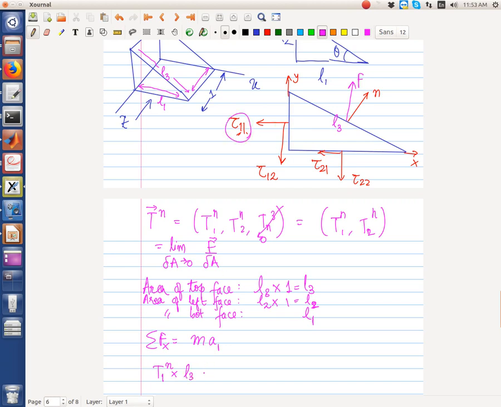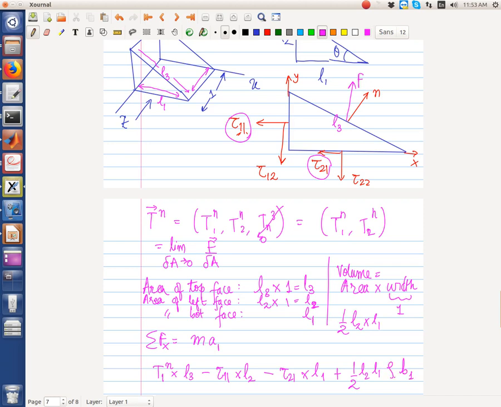minus this contribution minus tau 11 multiplied by L2 and minus this component minus tau 21 multiplied by L1 plus a body force. So the body force is equal to the volume. So what is the volume? Volume is equal to area multiplied by the width. The width into the plane is equal to 1 and the area is half L2 into L1. So this is half L2 L1 into rho into B1.